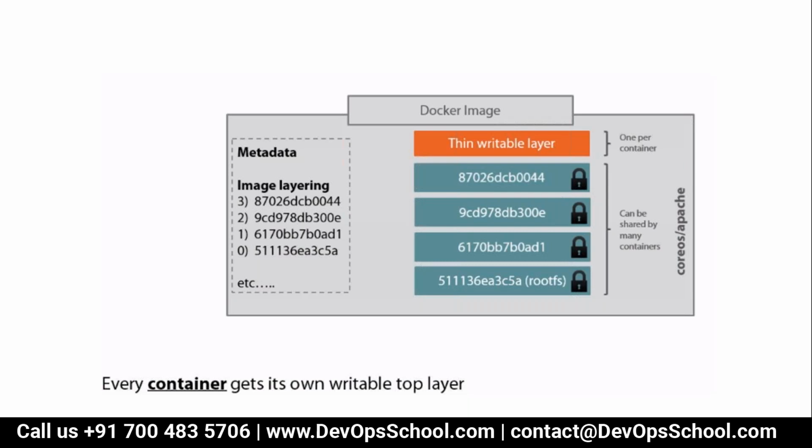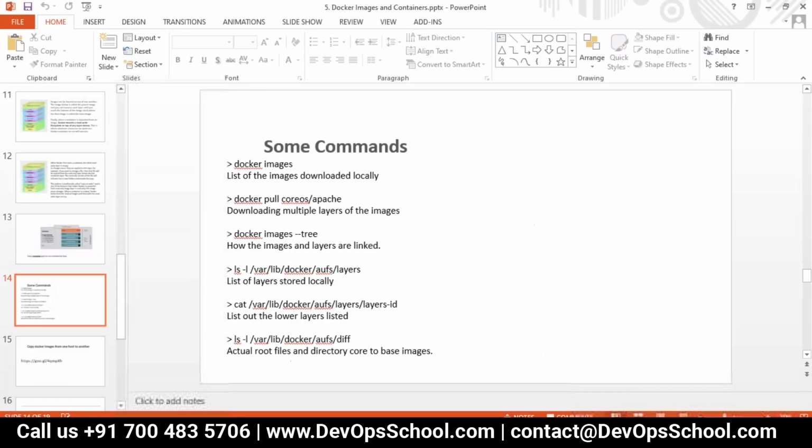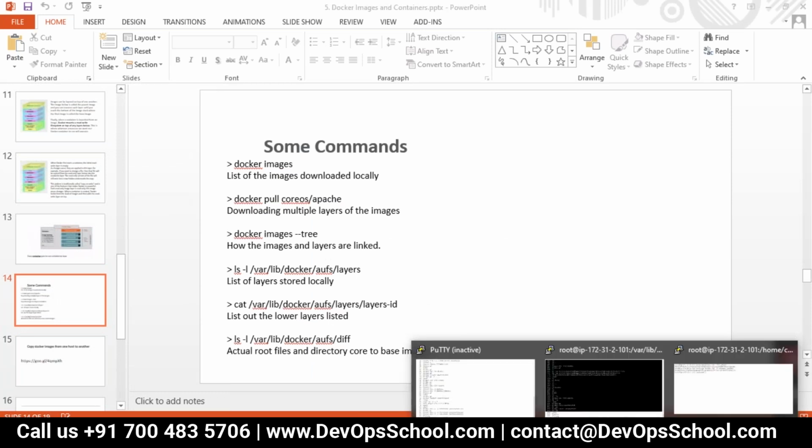All these layers will be merged together and merged into the writable layer. When you stop the container, the merged layer gets deleted. When you start the container again, it will be merged on the fly. That's done by union mounts. Some of the commands we have are images, history, inspect and stuff like that.